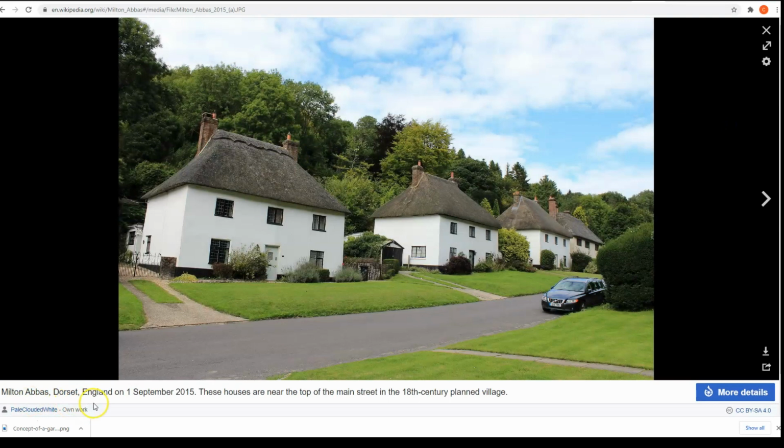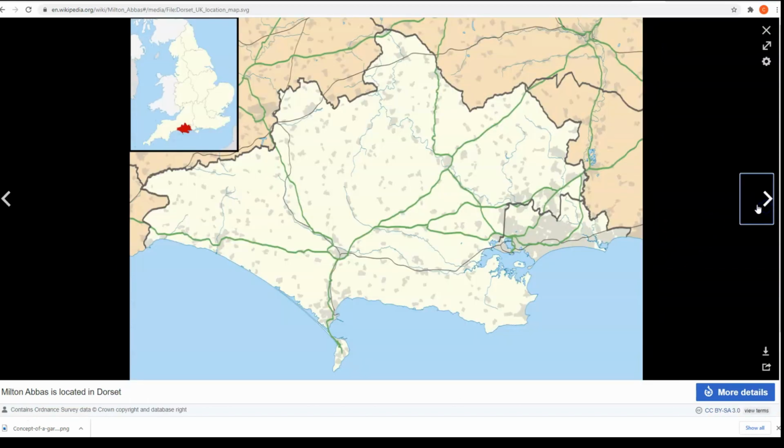Milton Abbas in Dorset, England. This is 2015. The houses are near the top of the main street. So these are from a planned village, and as you can see, they all look the same. And these are actually going up the hill flat. Look at that. So they're not flooded too much. Look at the thatching on the top there. So yeah, here's some houses. Let's see what else they have.